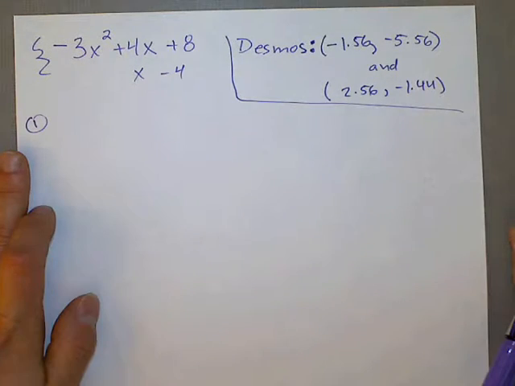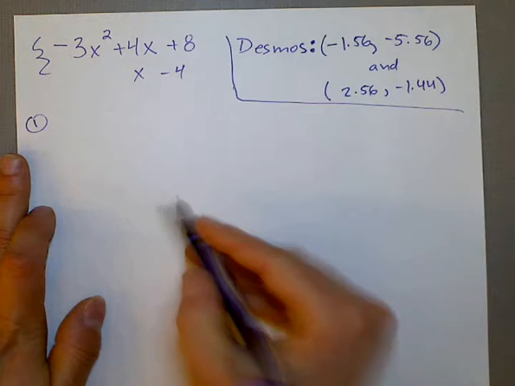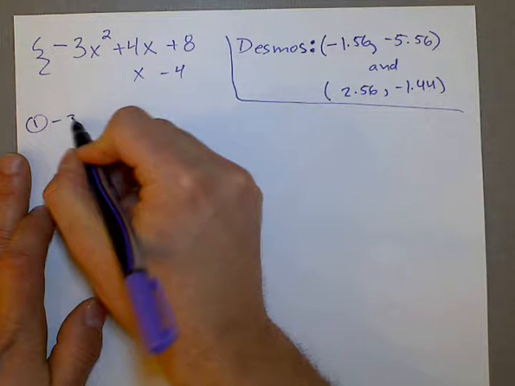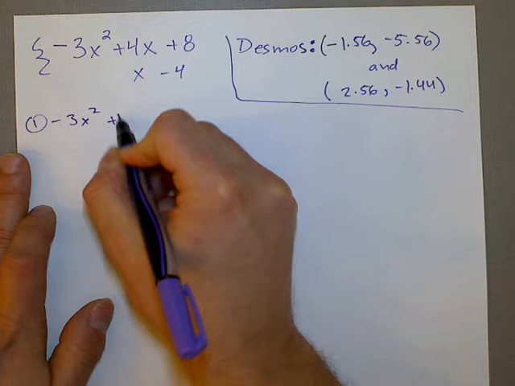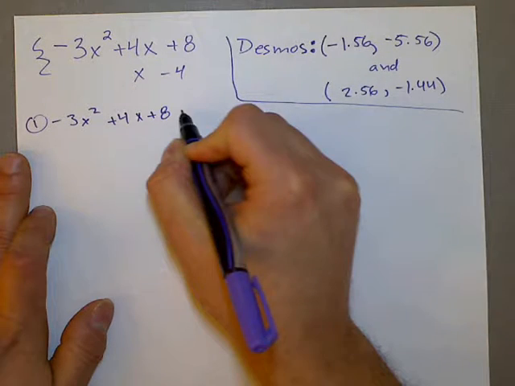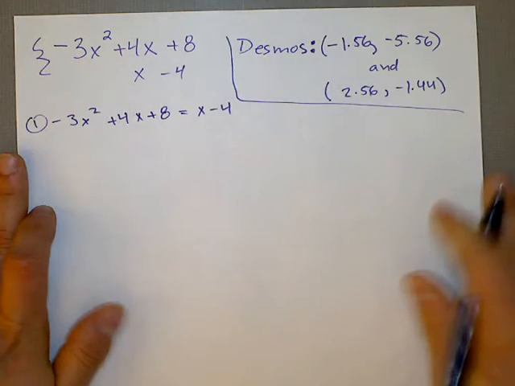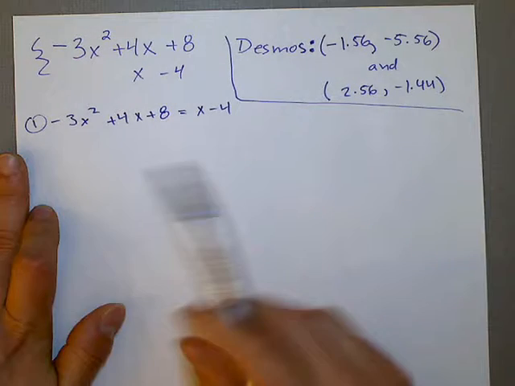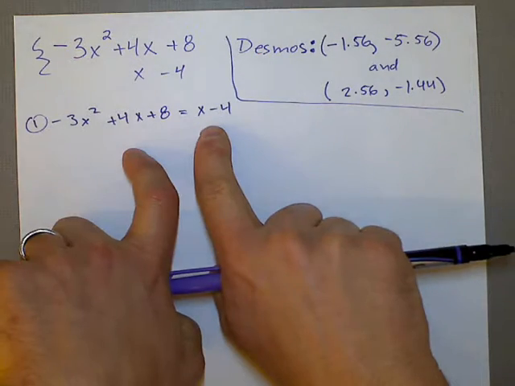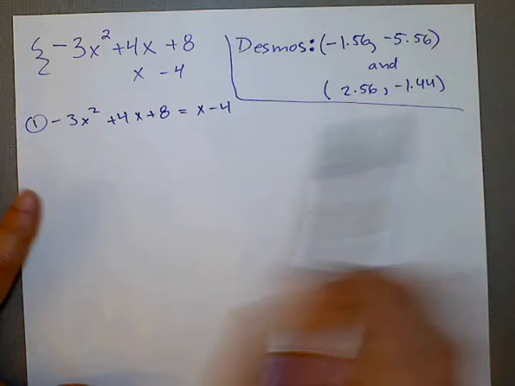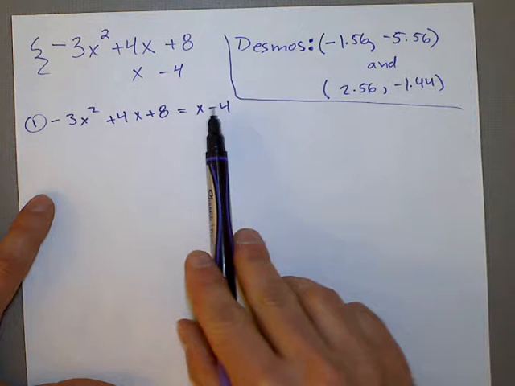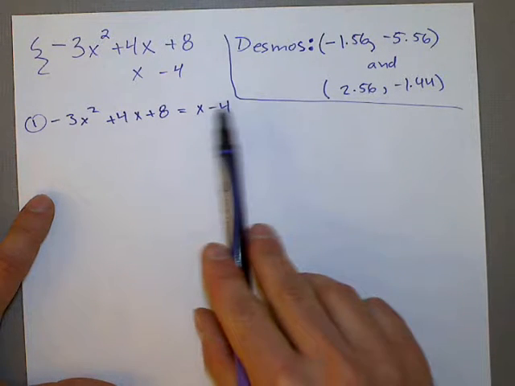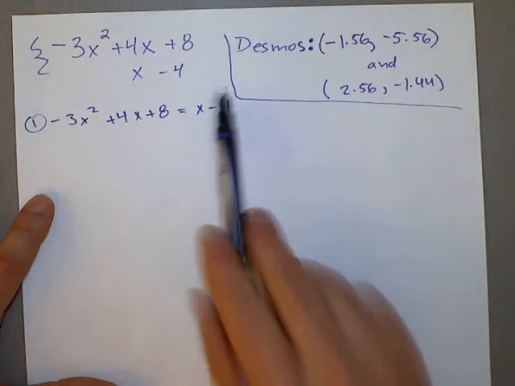So our first step is going to be to set these two things equal to each other. So we're going to set negative 3x squared plus 4x plus 8 equal to x minus 4, so we can find at what values of x are these two equations equivalent. So the strategy then is to get this side equal to 0 by subtracting the x term and the negative 4 term from this side to the other side.